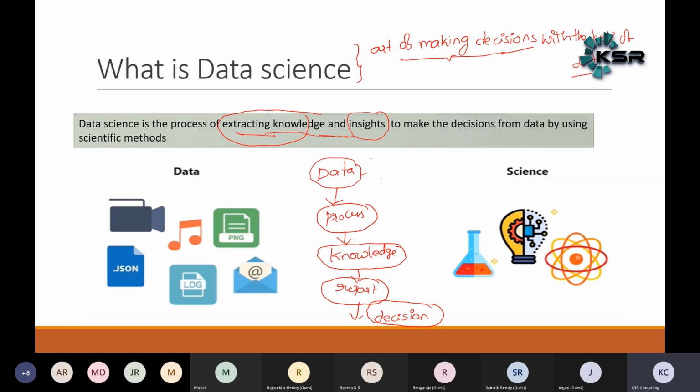Simple to say. Okay, so how do you make the decision? How do you know whether the decision you made is correct or wrong? How do you know? Let's try to understand these things. Let's come up with some examples today.